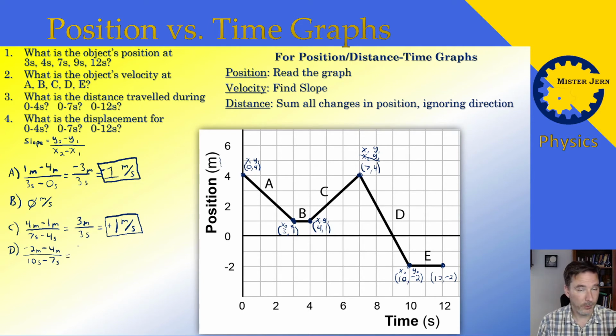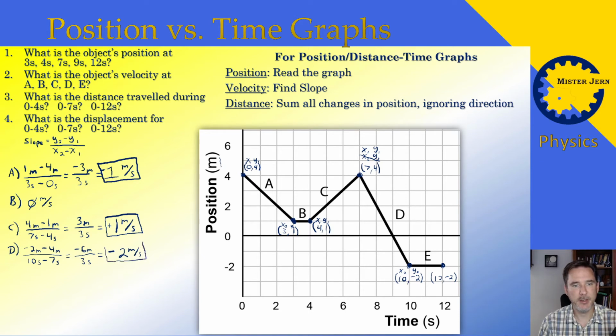-2 minus 4 is -6 meters. 10 minus 7 is 3 seconds. And so I get a slope of -2 meters per second.